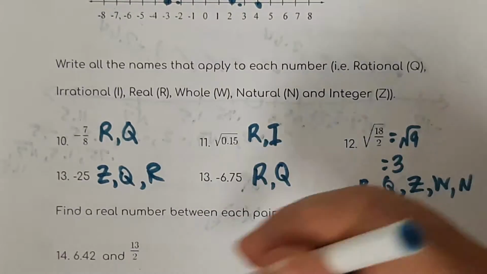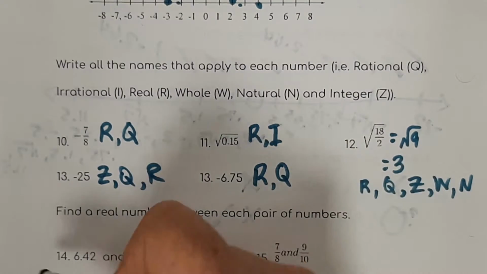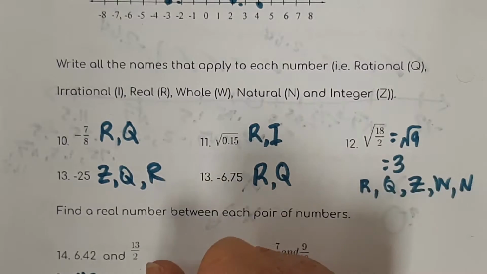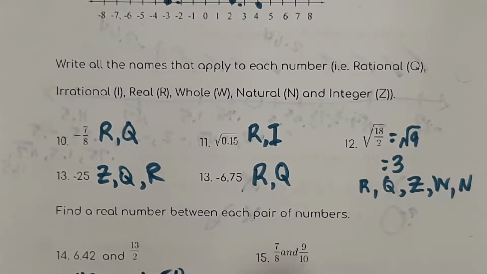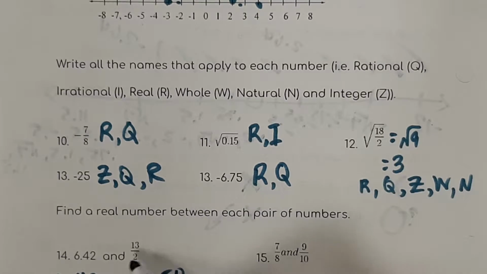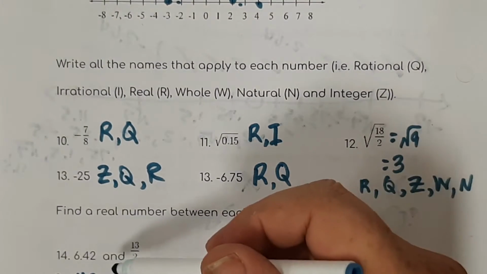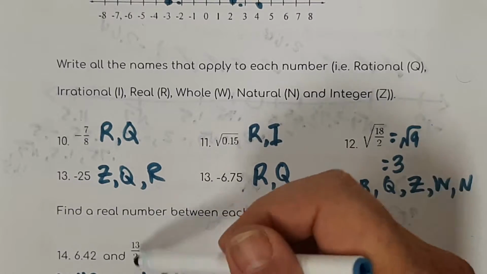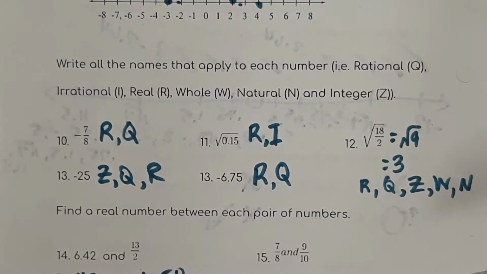Now this is find a real number between each pair. So keep in mind that your numbers could be different from mine. You could choose any number in between 6.42 and 6.50. So it could be 6.43 or 44 or 45. Any number in between will work, but you want to get it between these two numbers. As long as it's above 6.42 something and below 6.50, like 6.49, we're okay on that.